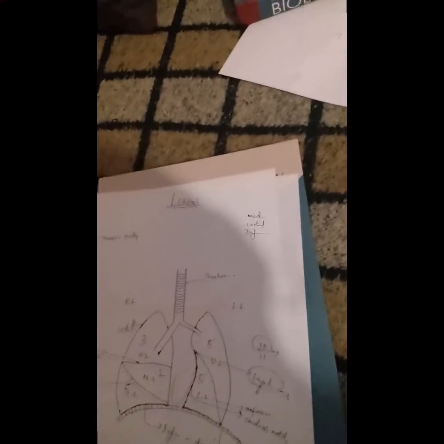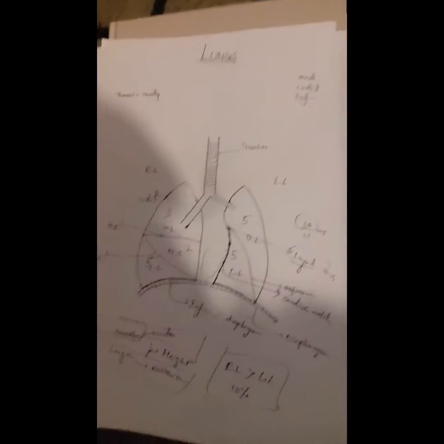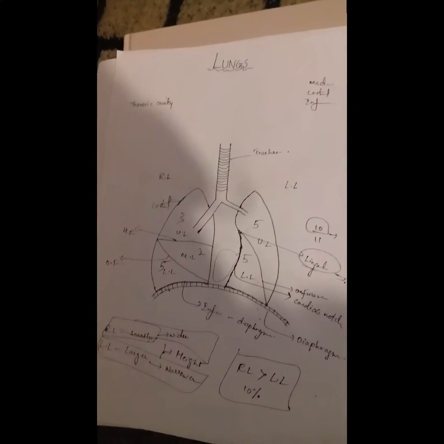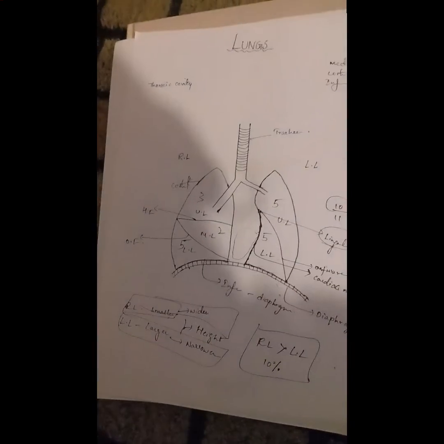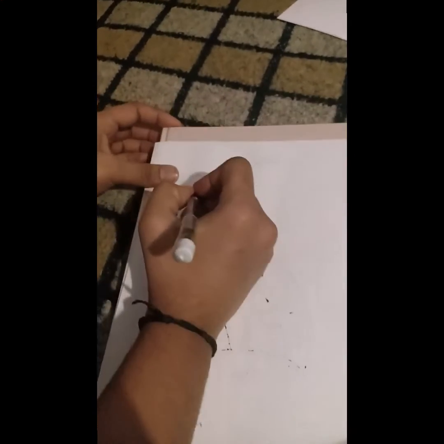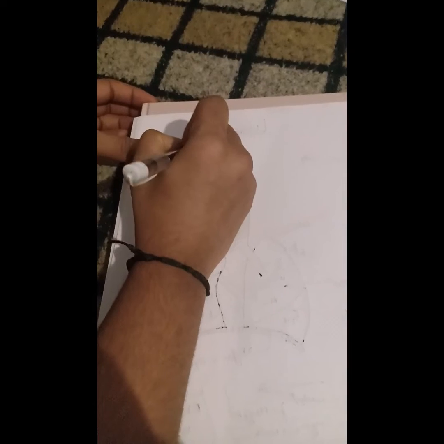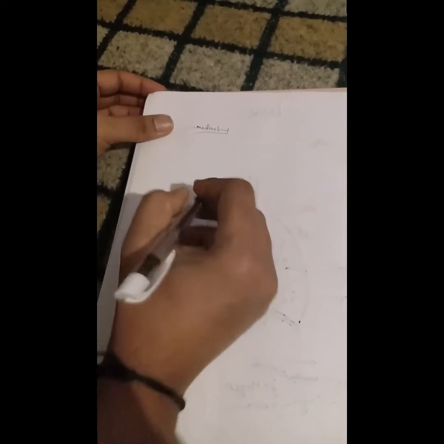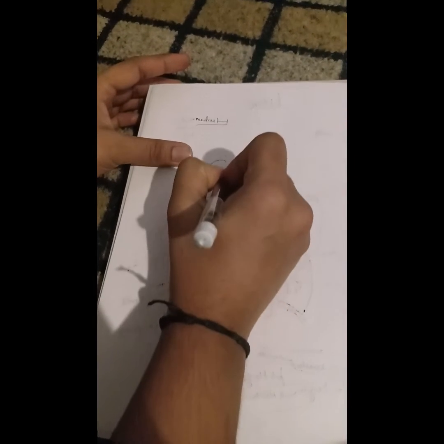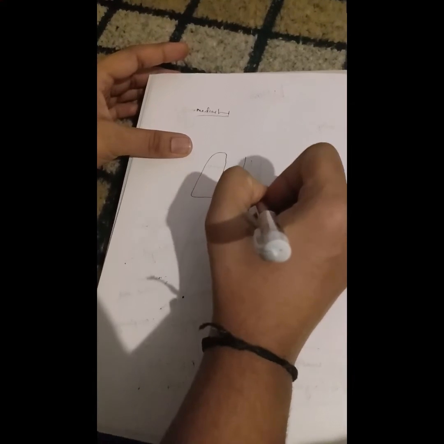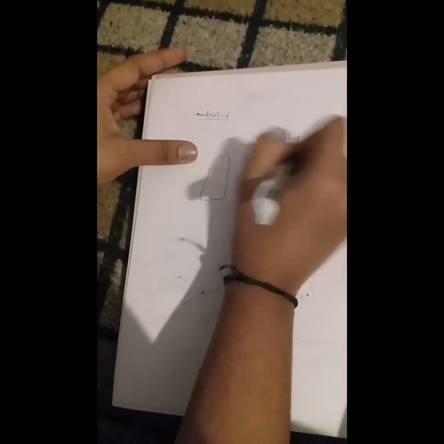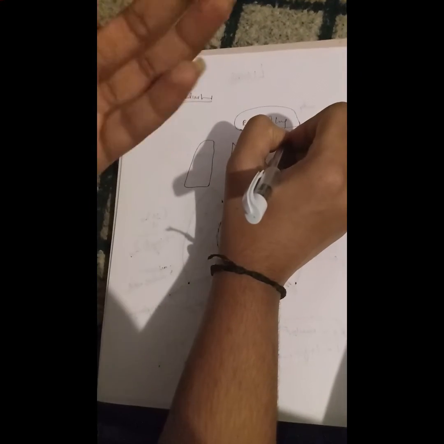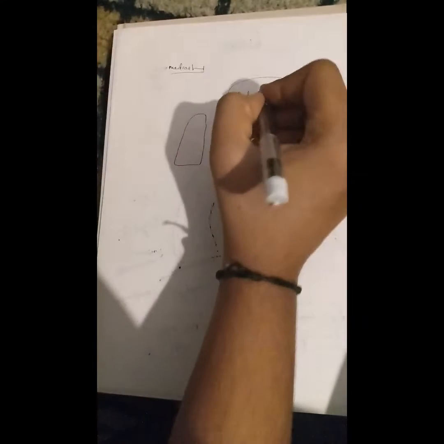Okay friends, next, if we come to the mediastinal surface, we can see the radix of the lung. Radix of the lung means the bronchus enters into the lung through the radix of the lung.